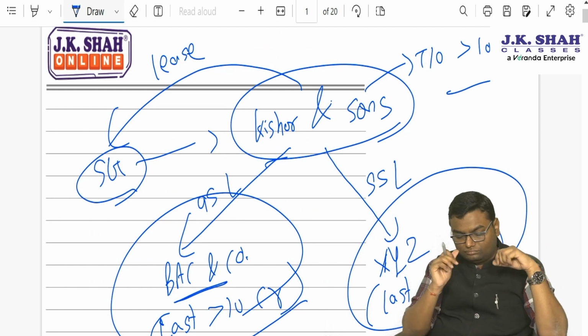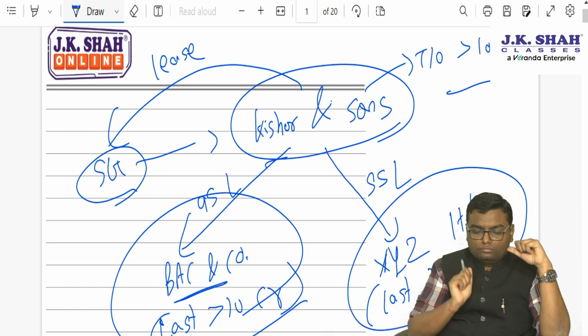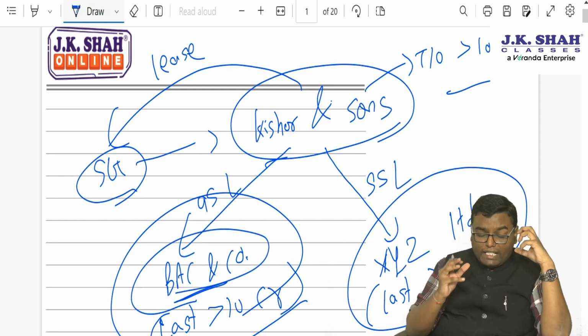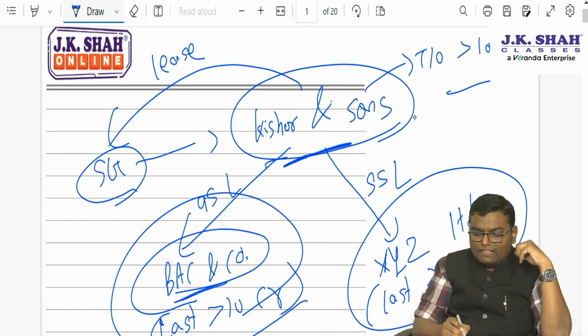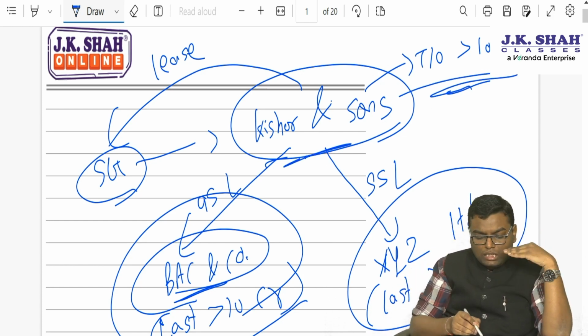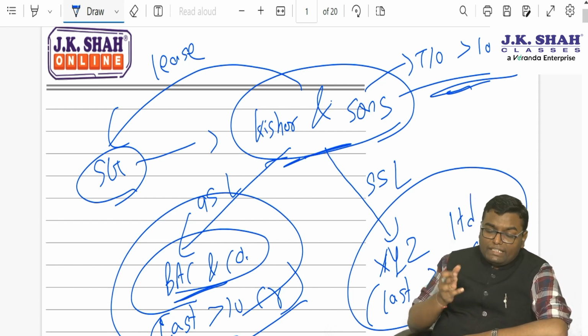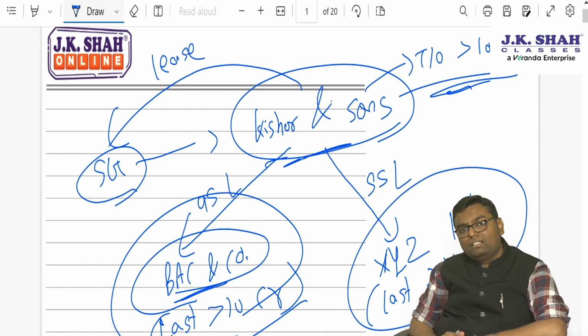Now listen. Kishore and Sons is selling coal to BAC and company. Right? Now, first of all, they have tried to make you realize that the seller is having last year turnover more than 10 crore. The purchaser is having last year turnover more than 10 crore. So here TDS under section 194Q, TCS under section 206C clause 1H can be applicable.